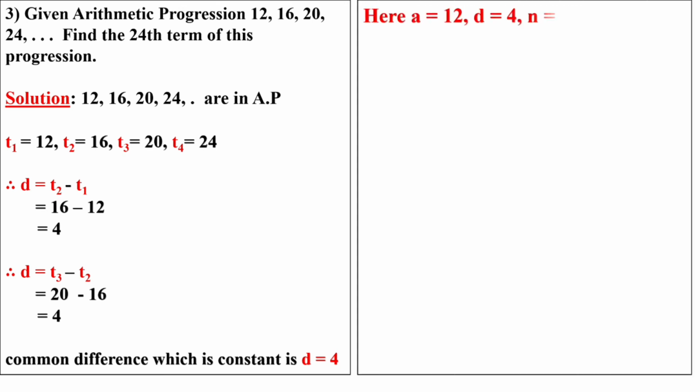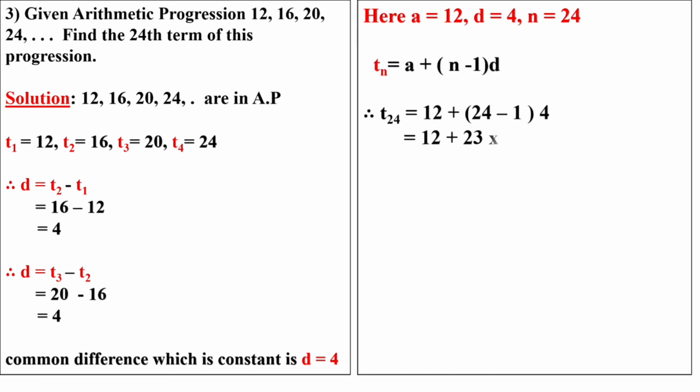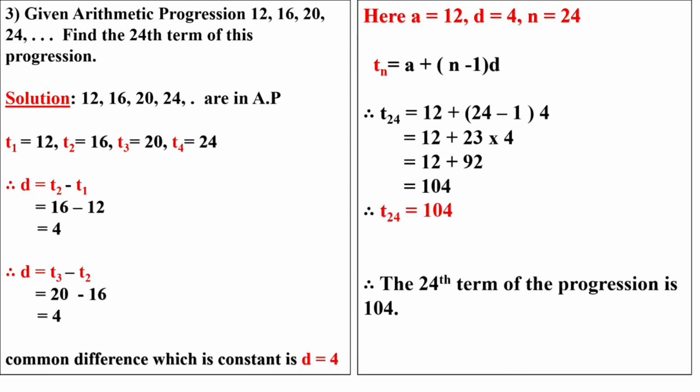So here again we have to find the 24th term. The a value is 12, the d value is 4, and since we have to find the 24th term, the n value is 24. Put the formula, substitute the values. 24 minus 1 we get 23. 23 into 4 is 92. And 92 plus 12 we get 104. Therefore the 24th term of the AP is 104.